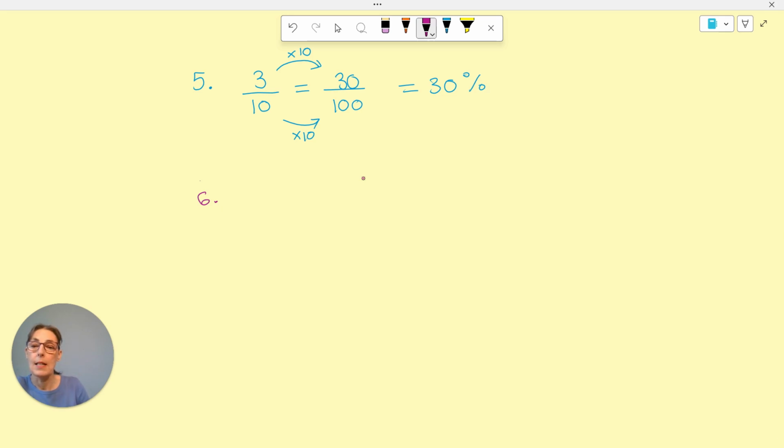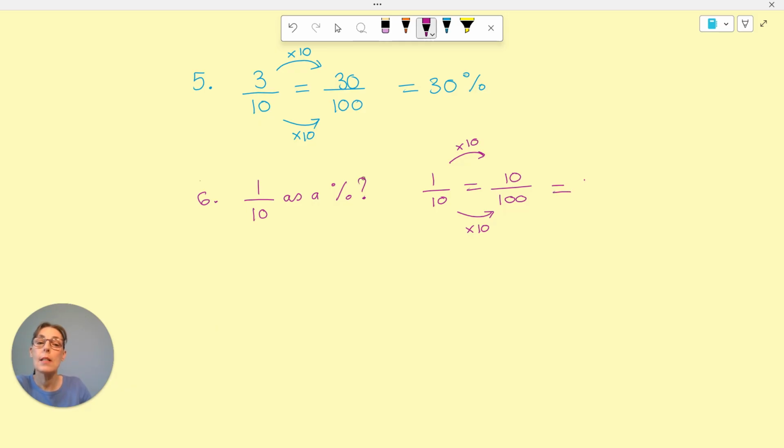1/10 as a percentage. Okay, so 1/10, we need to make the denominator 100 to be called a percentage. And 10 times 10 is 100, and 1 times 10 is 10. 10 hundredths is the same as saying 10%.